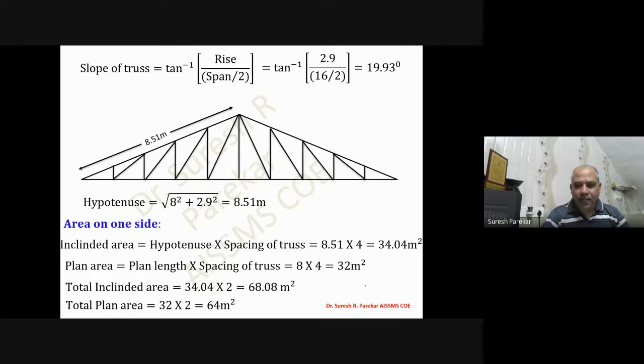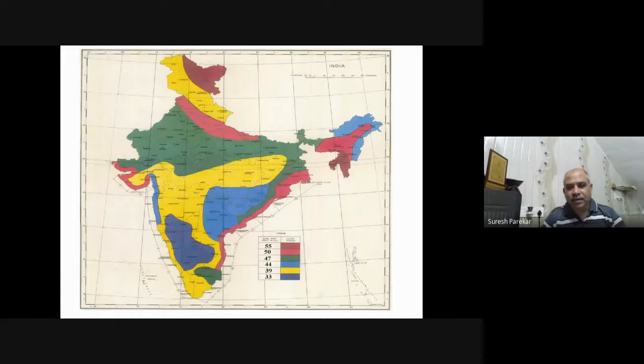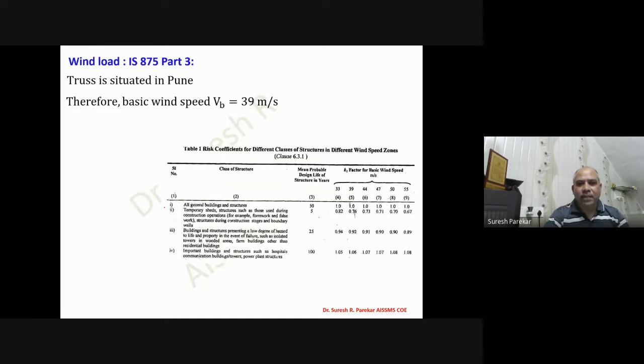Now next, IS 875 part 3. India is divided into 6 parts, and accordingly we have to consider wind speed. In this we have taken Pune. So for Pune, if you see, we have the value Vb. So Vb is 39 meter per second. We have to take the value of basic wind speed. This map is for basic wind speed, and we have 39 meter per second for Pune city.